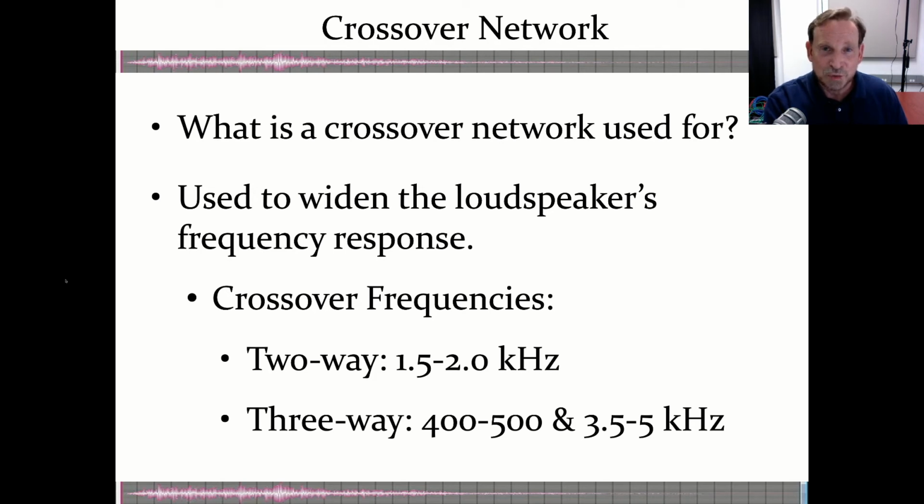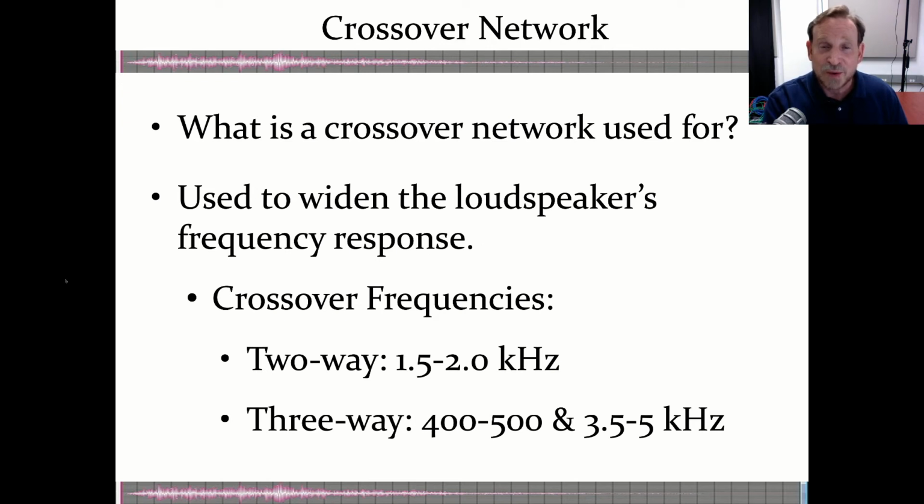So if we have a two-way system, usually that split is happening somewhere between 1.5 and 2 kilohertz frequency. So anything at, say, 1.5 and above is going to go to that upper driver, and everything that's below that 1.5 or 2 is going to go to the larger driver to capture those lower frequencies.